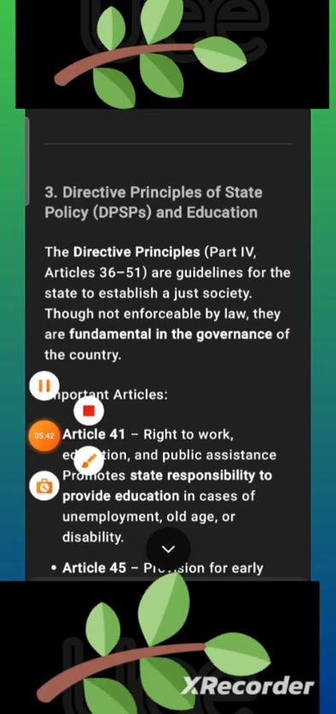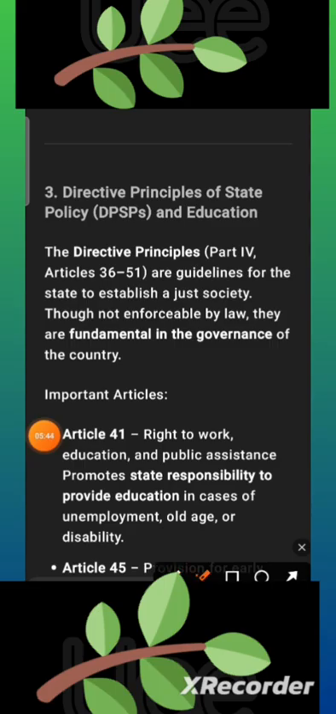Directive principles of state policy and education. The directive principles are not legally enforced but are considered essential for the country's governance. They guide the central and state governments in framing policies. Relevant directives for education.